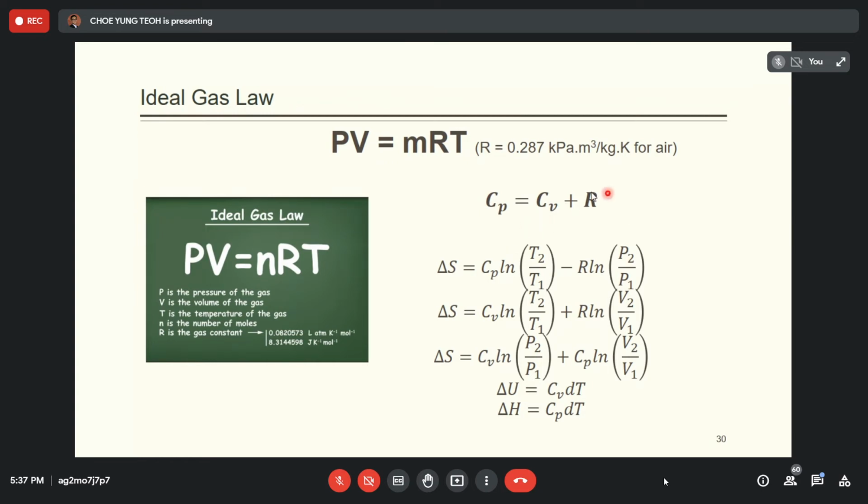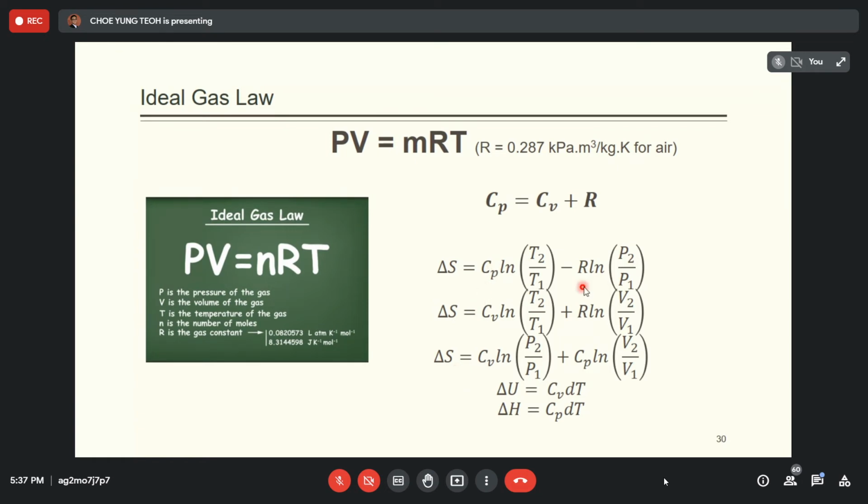But in general, when we use this in Exergy, it's just for you to find the change of entropy, delta S. This change of entropy can be calculated according to these three equations. You can use any of them, they'll give you exactly the same result. So we can use Cp ln T2 over T1 minus R ln P2 over P1, or you can use the second one or the third one. It depends on what information you have.